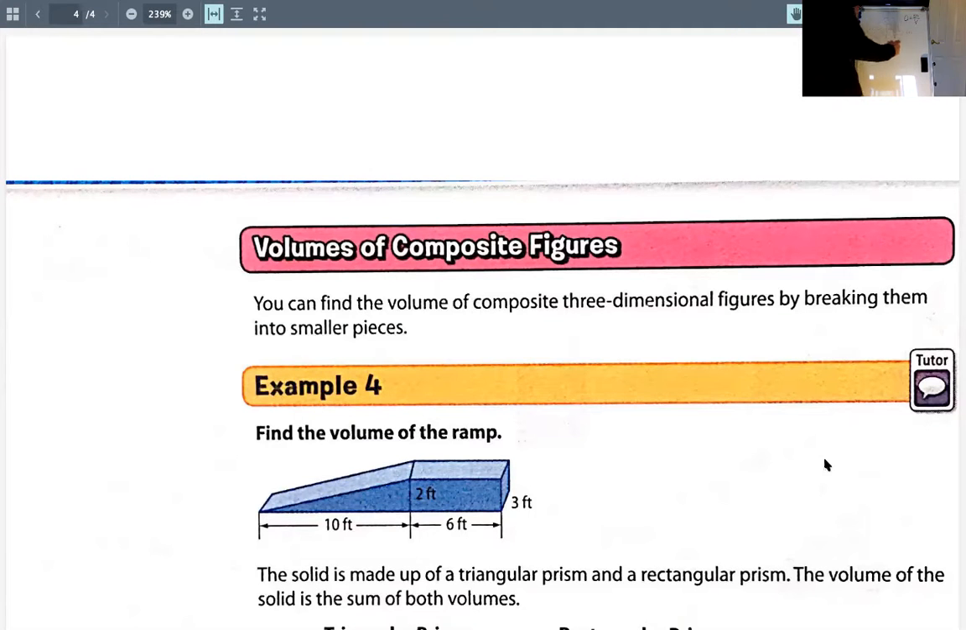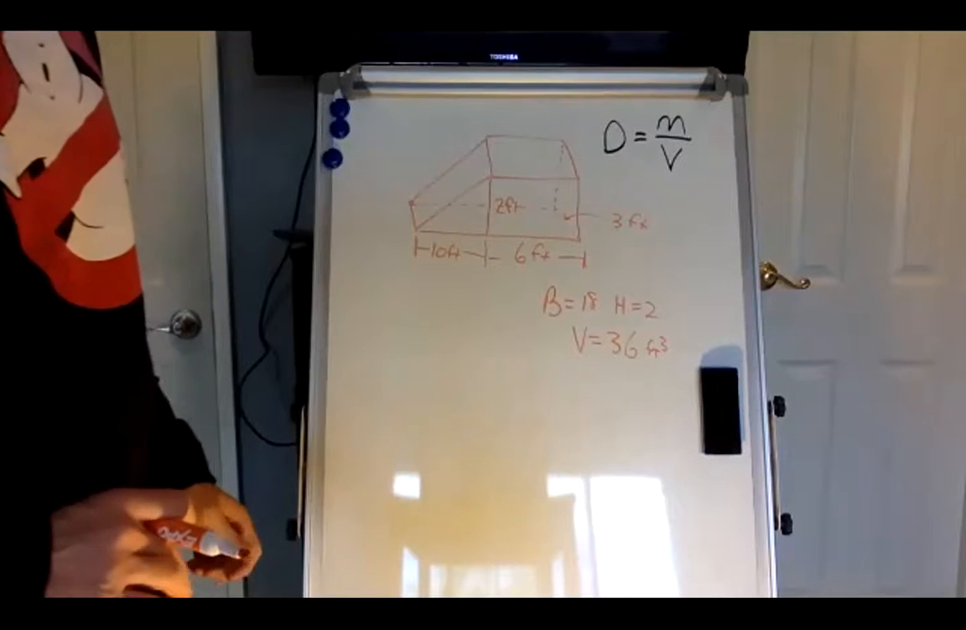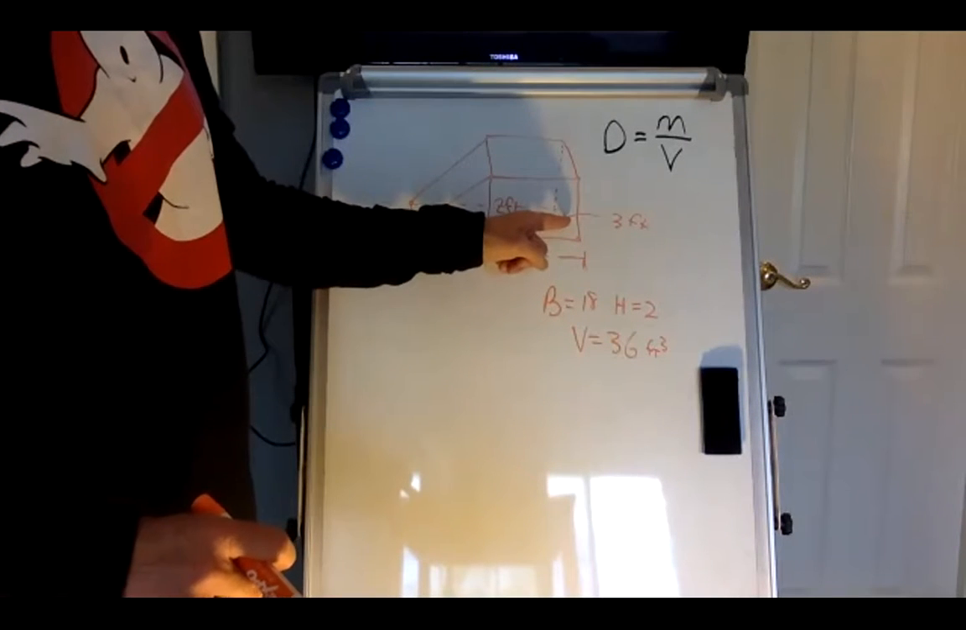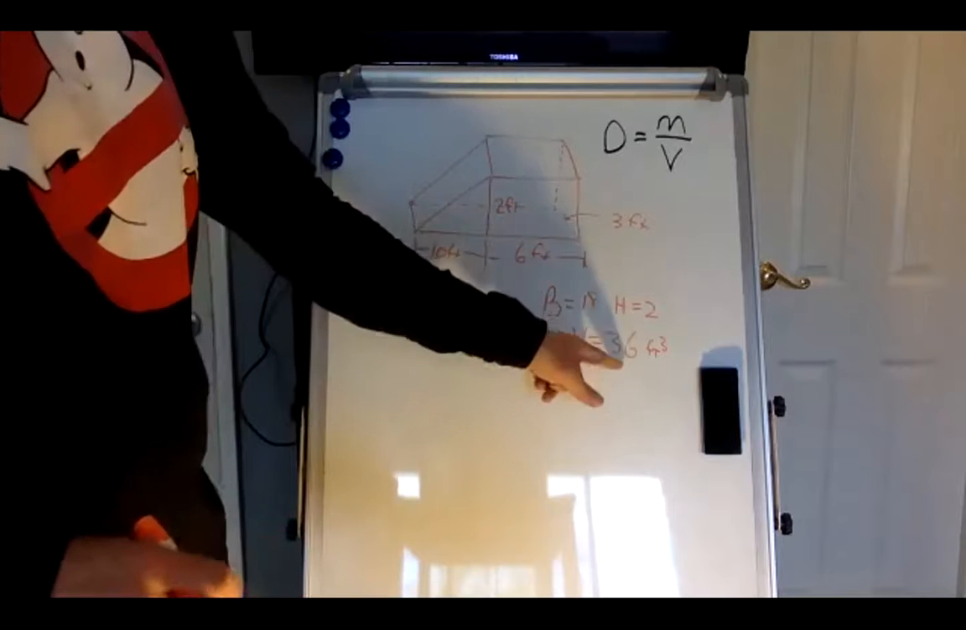So let me find the volume of the rectangular prism. The base area is 18. The height is 2. Oh, I see how people got 96. So I got 36 cubic feet for my rectangular prism. I'm going to stop sharing the screen now. So my base area was 6 times 3 was 18, times 2 was 36.